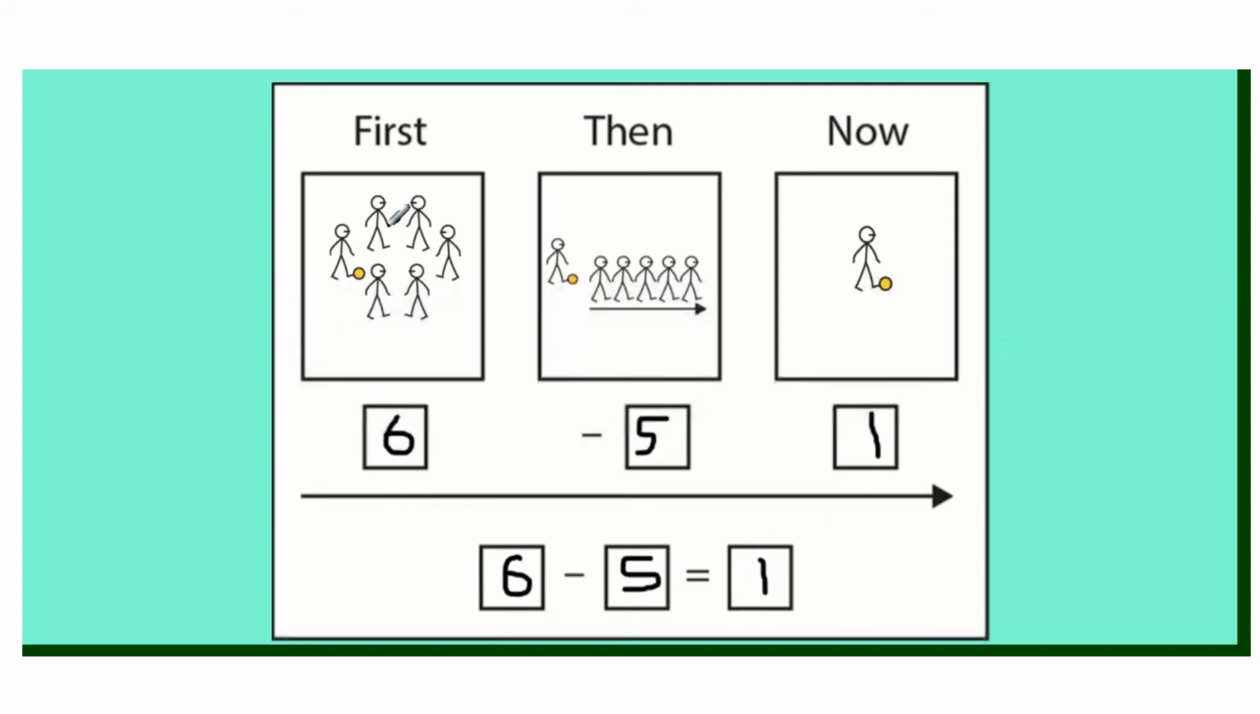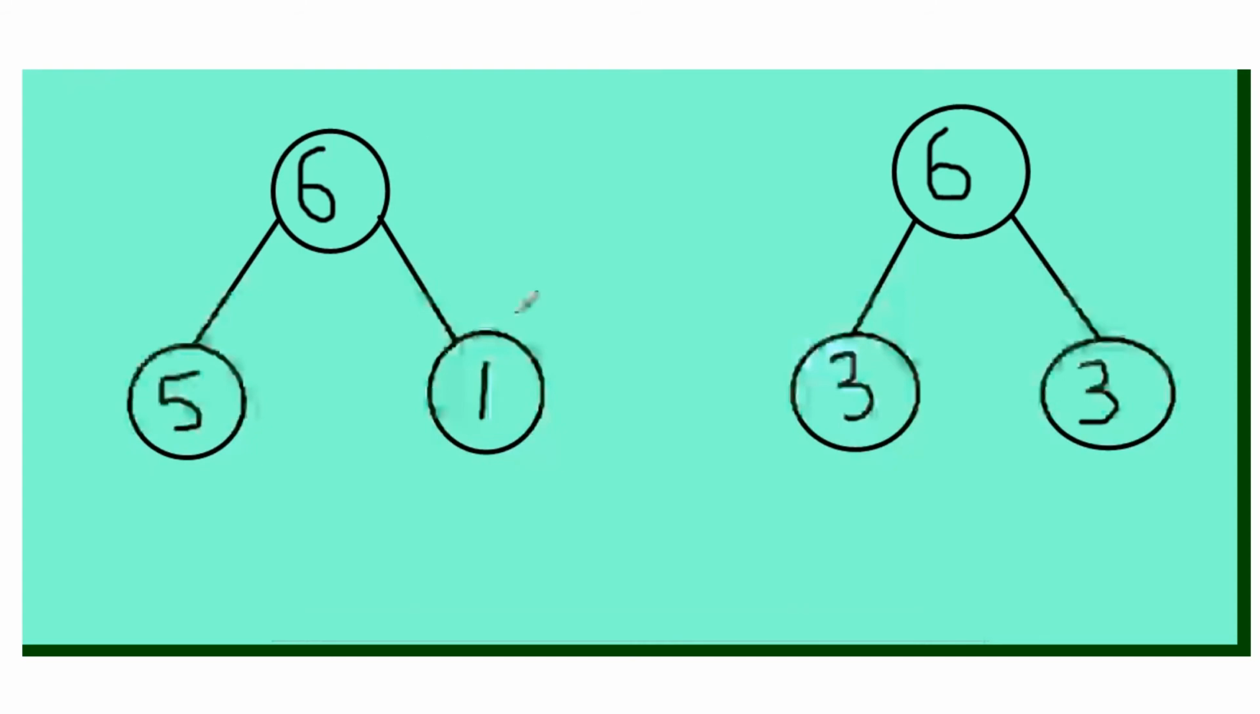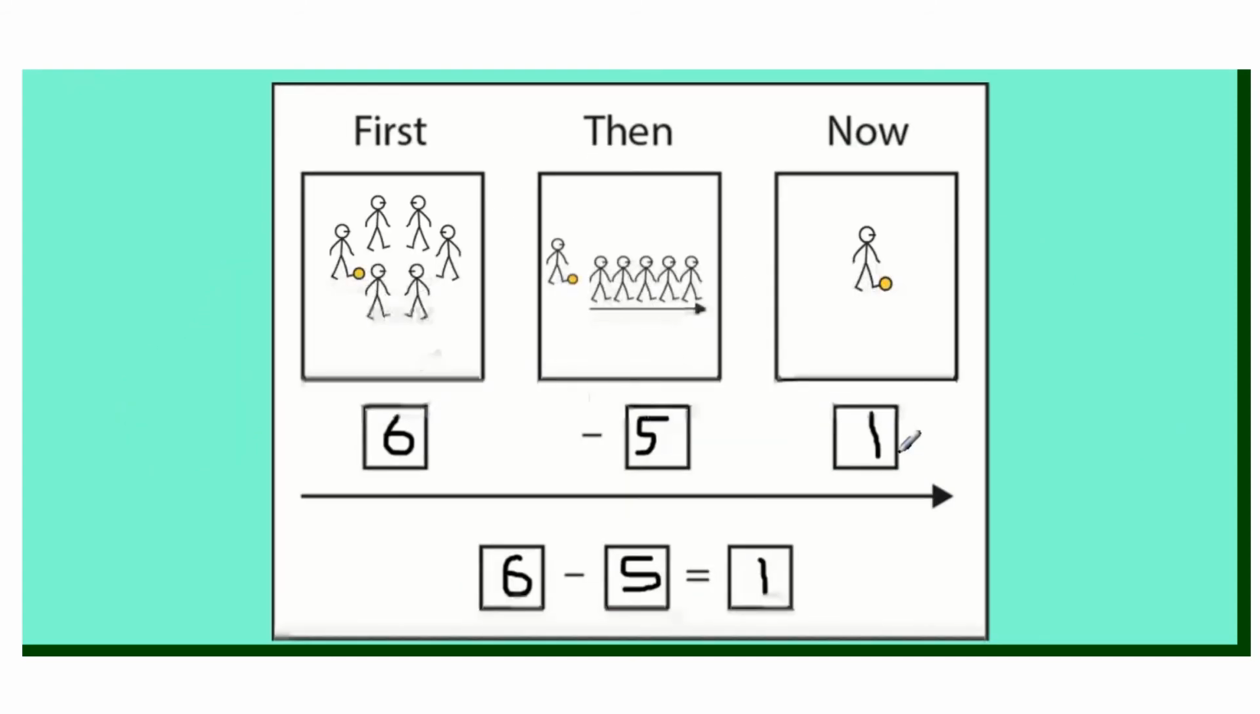Okay, so draw your pictures in the boxes to match your cherry diagram. If I go back to my cherry diagram, there it is. Okay, 6, 5 and 1. Does it match 6, 5 and 1? It does. My parts match and my whole matches, and I've drawn the pictures to go alongside that.